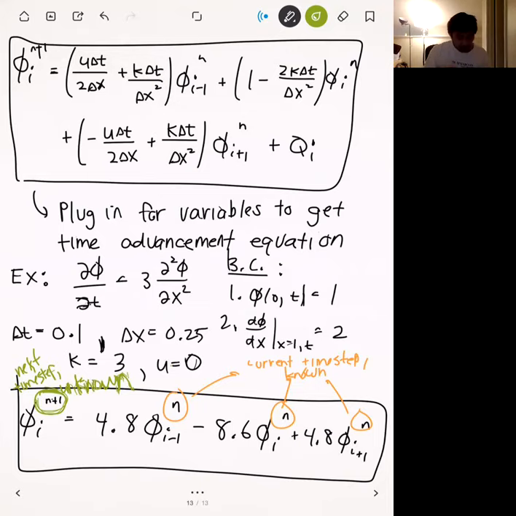And so, given a known solution here, you can use this equation to solve for the unknown one at the next time step. All right, so let's go ahead and do that. But before we do, we need to get our time evolution equations for the boundary conditions.